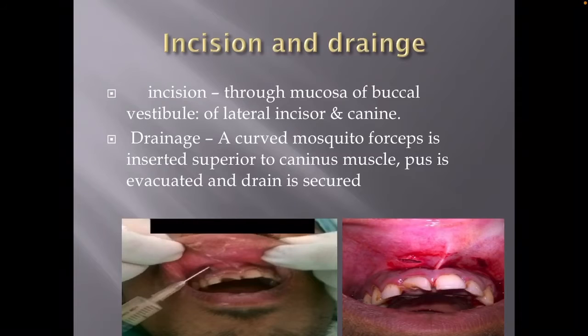Incision and drainage: incision through mucosa of buccal vestibule of lateral incisor and canine. Drainage: a curved mosquito forceps is inserted superior to caninus muscle, pus is evacuated and drain is secured.